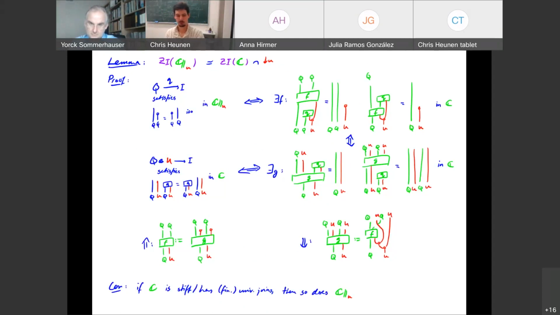And let me just have a look at the time whether we want to do this. I think we might want to skip this. I want to say anything about this. Let me try and do it fairly quickly.